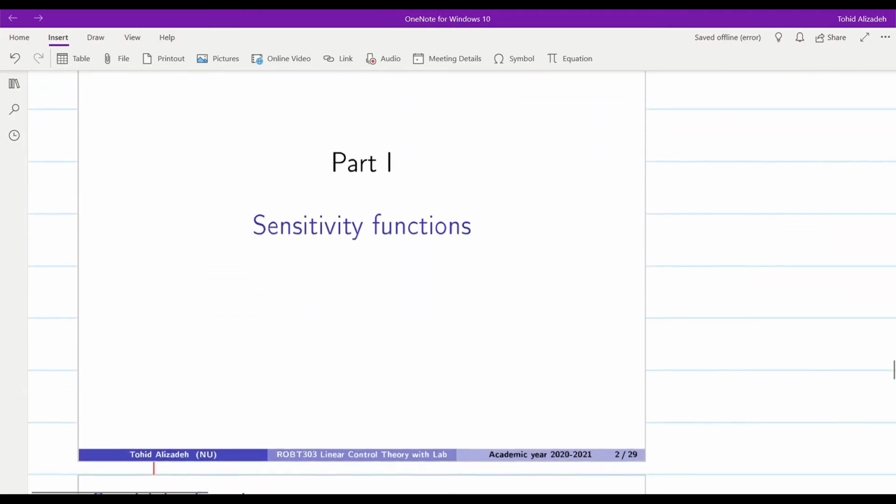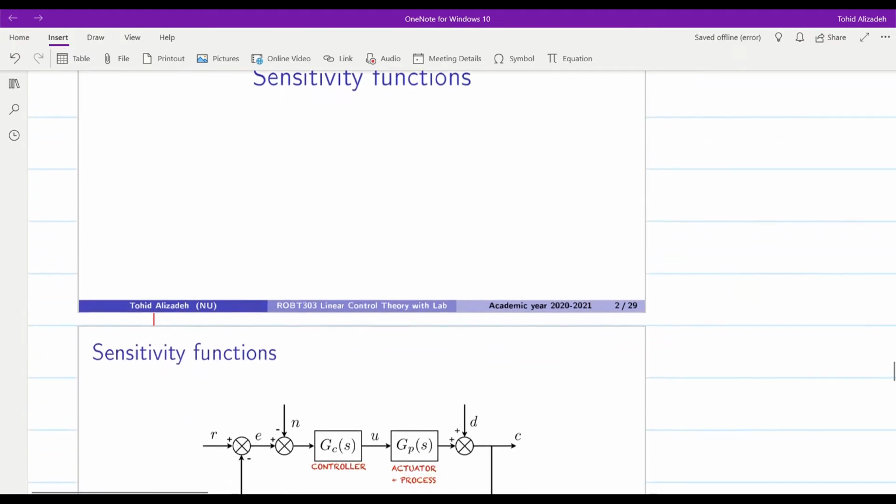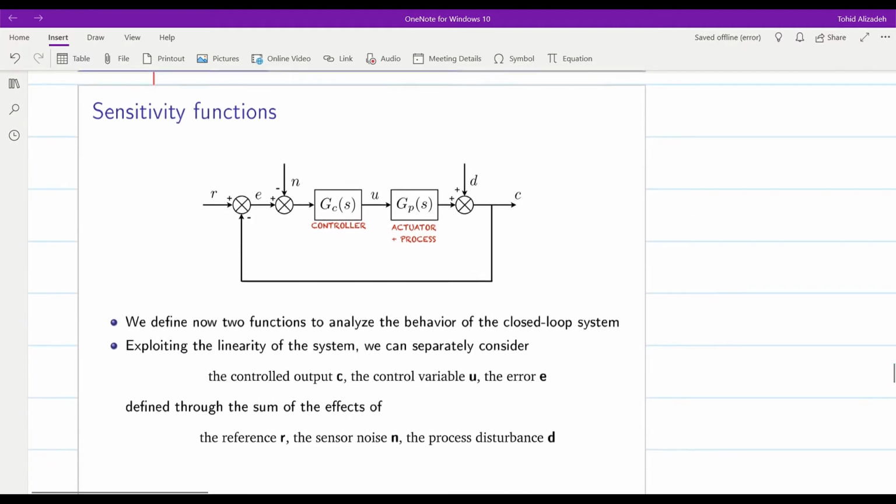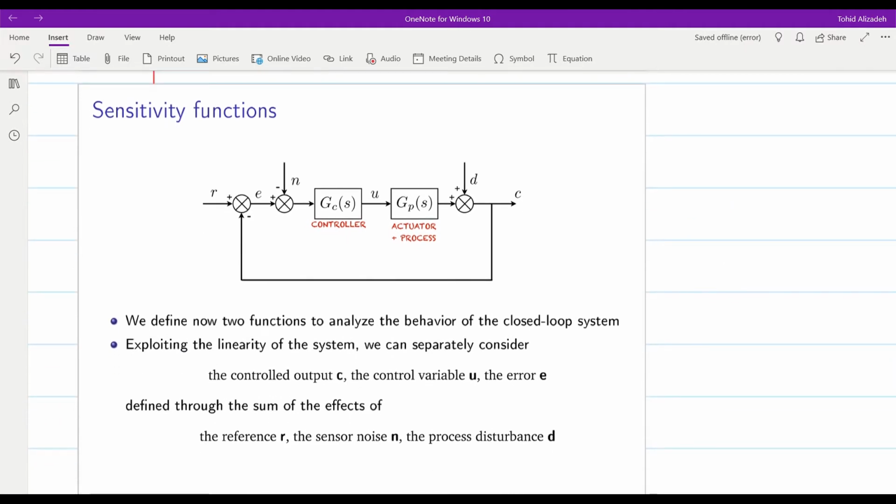In the first part of the lecture we are going to discuss the sensitivity functions. You will see how the sensitivity functions are defined, and later we will see how they could be used and how useful they would be.